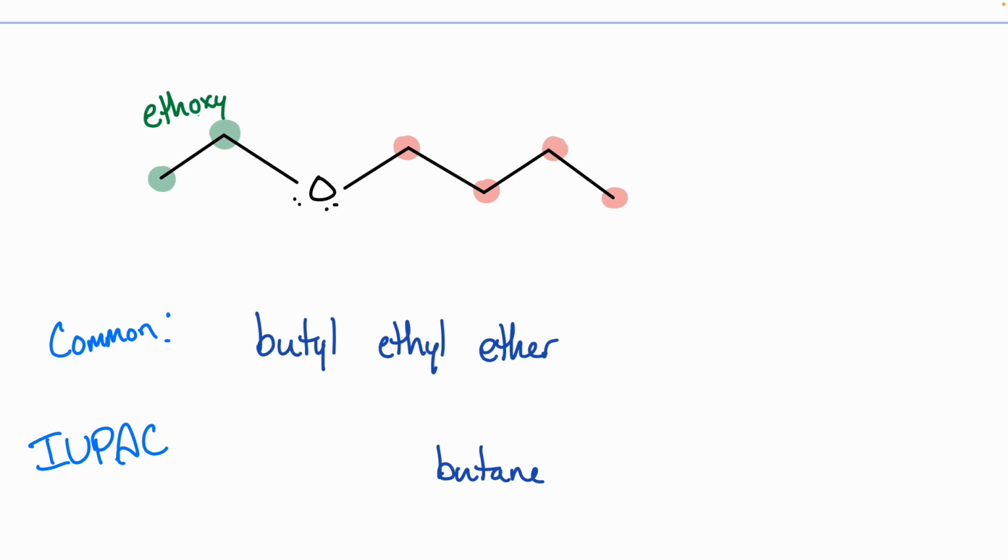And then don't forget the numbering. We've got to indicate which carbon on that parent chain the ethoxy group lives on. So this would be 1-ethoxybutane, all run together, all one word. So my common name is butyl ethyl ether, or my IUPAC name, 1-ethoxybutane.